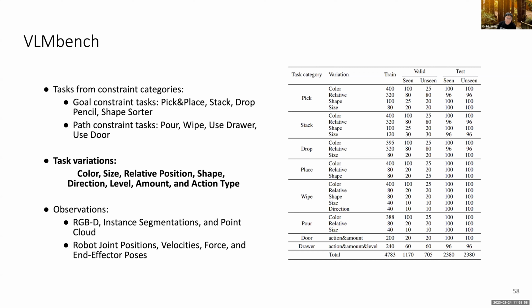Our dataset also provides some raw visual observations, such as RGBD information, instance segmentations, and point cloud, and also the information of the robotic arm. But whether you use that information for training your model is really up to you.